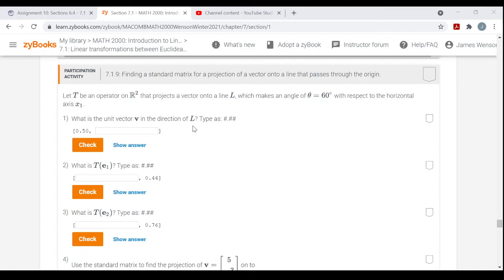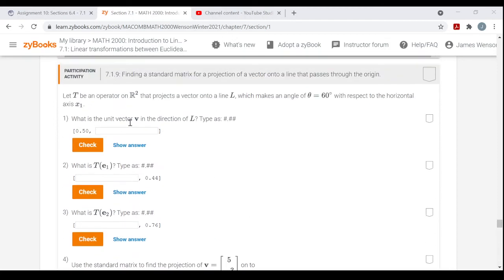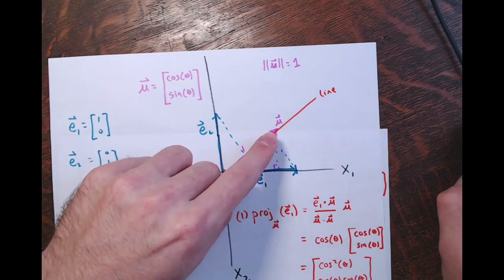Oh, okay. Well, that would just be cos. I already did that. This isn't anything yet. They haven't totally finished it. But what would be the unit vector v in the direction of L? All right. So if I look at my paper, that'd be that vector u they're talking about here.